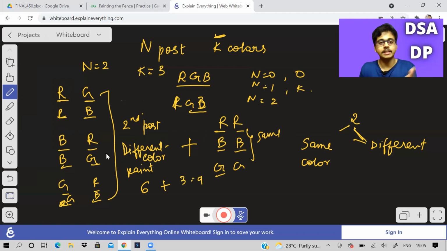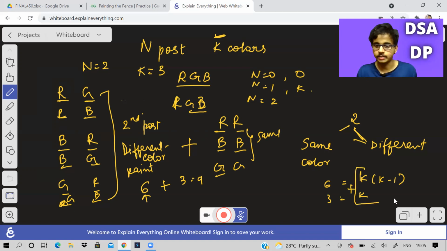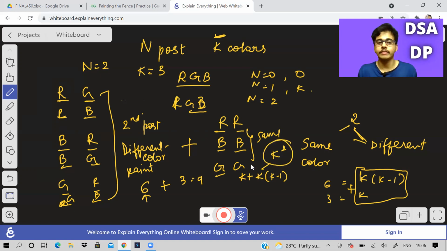Here we can write 6 and 3, but in the problem it is K, right? So how did we get K in this expression? We got 6 as K into K minus 1, and we got 3 as K. So the total number of ways will be the addition of these two things: K plus K into K minus 1. If you simplify this, it will give us K square only. You can verify: 6 plus 3, 9, which is 3 square.